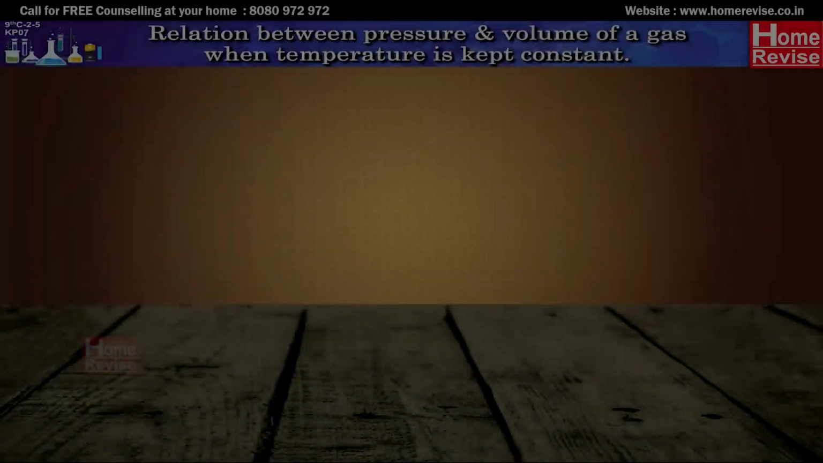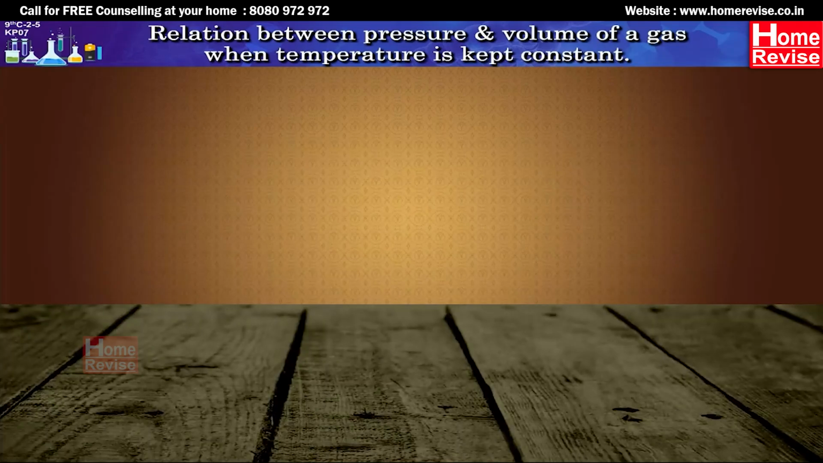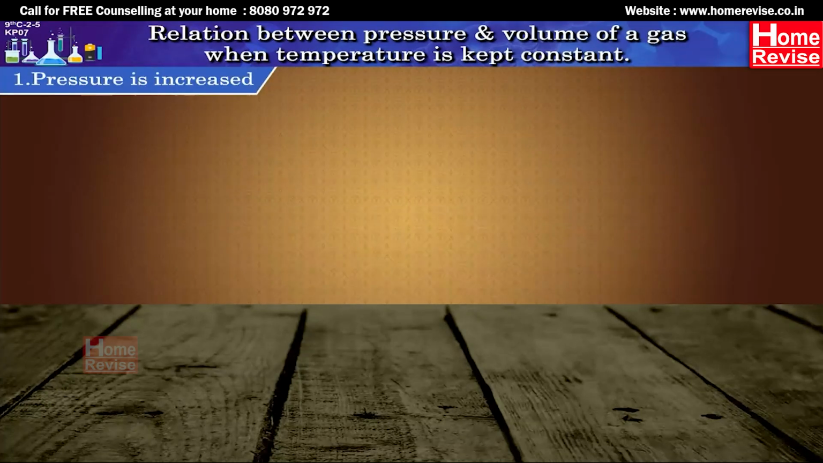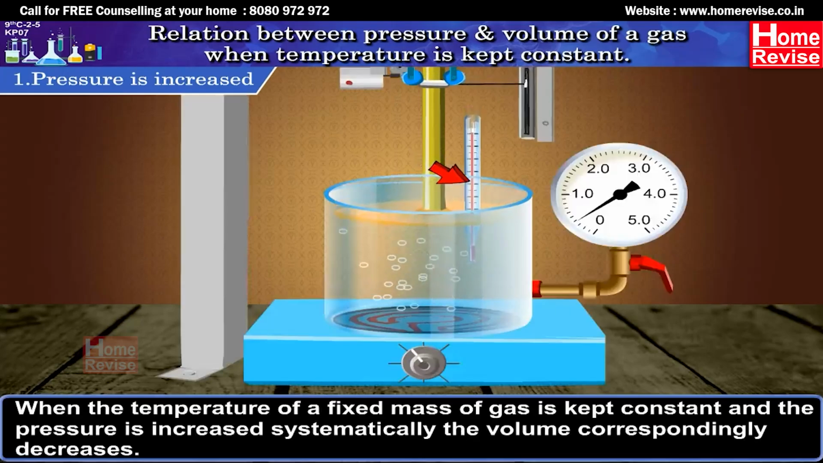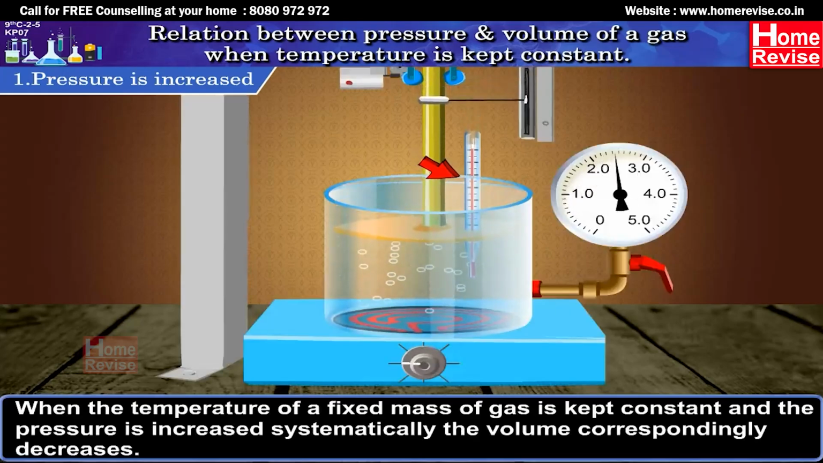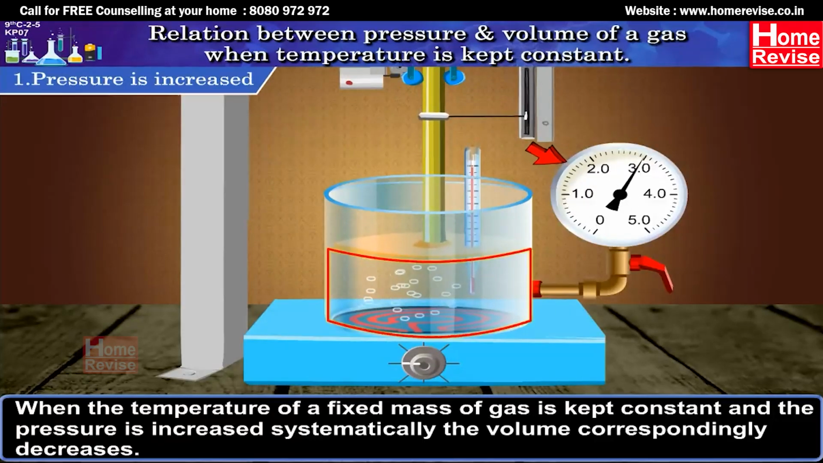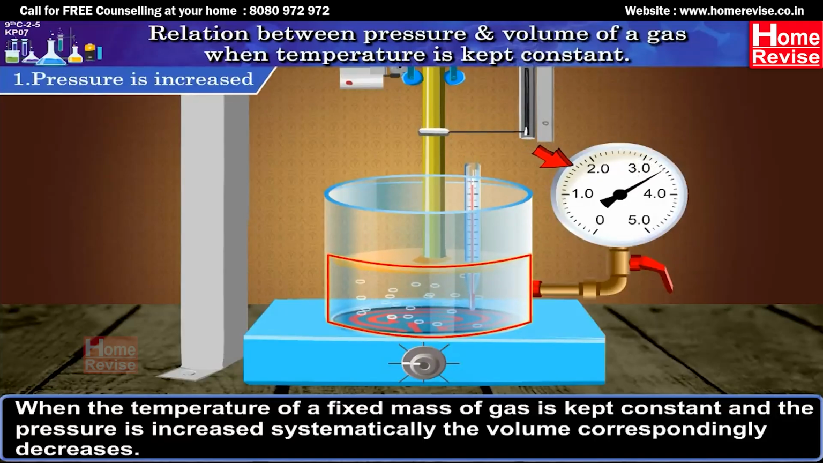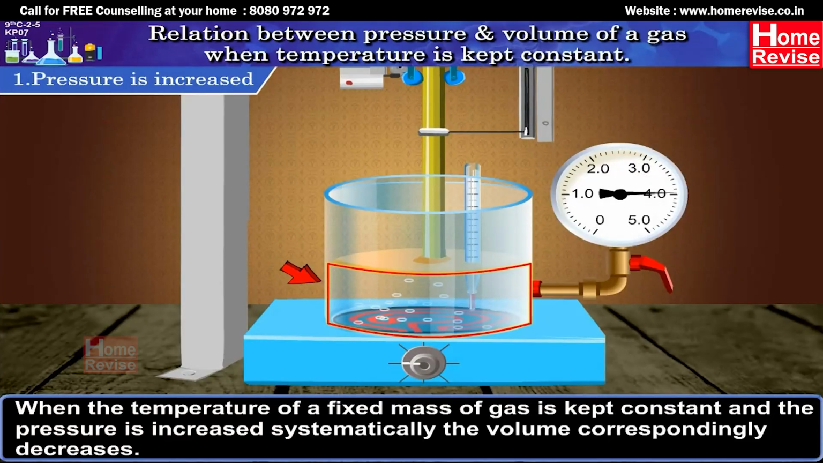Relation between pressure and volume of a gas when temperature is kept constant. 1. Pressure is increased. When the temperature of a fixed mass of gas is kept constant and the pressure is increased systematically, the volume correspondingly decreases.